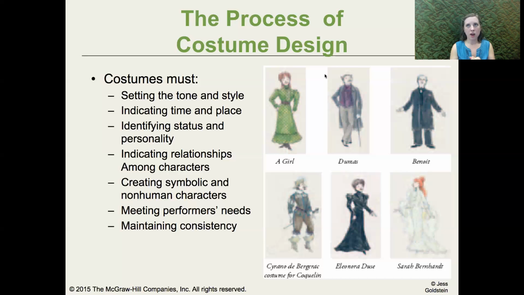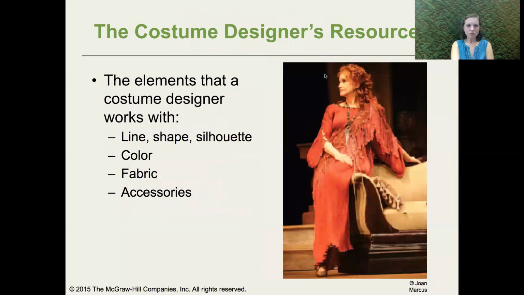Someone's not going to wear bright pink and purple and green plaid with crazy wings and a crown one day and then wear all muted tones the next day. In theater, usually not. We're going to try to continue that character arc, right? Be consistent so that we know who that character is, and they're going to stay that character. Well, they'll have an arc, but you get what I'm saying. All right, so these are the words that the book says, the elements that the costume designer works with.